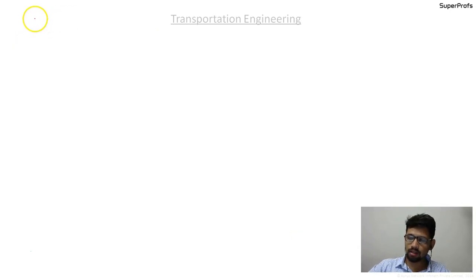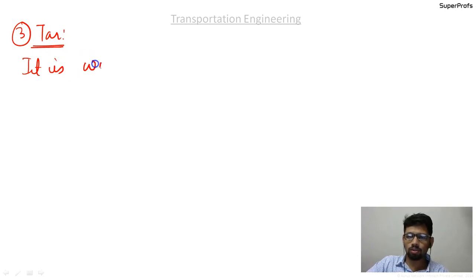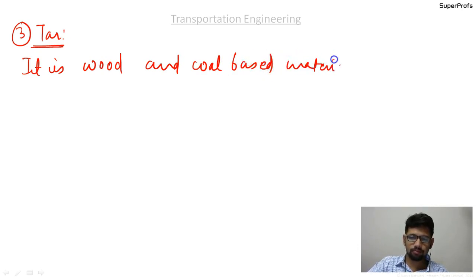So let's discuss what is tar. Okay, it is a wood and coal based material. It is a viscous liquid obtained after destructive distillation in absence of air of organic materials such as wood and coal. Okay, so if you want to write down, it is a viscous liquid. So it is a liquid.